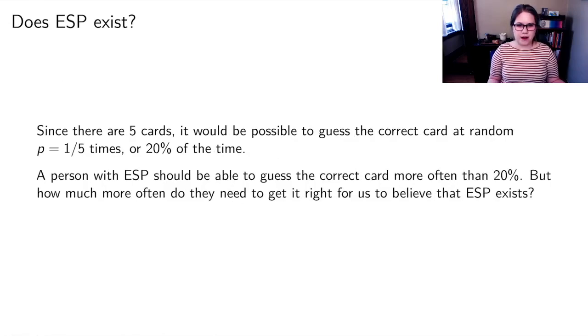Because there are 5 cards, we could go back to our knowledge of probability and say, if you were just guessing at random, you'd probably get the card right 1 out of 5 times. That's 20% of the time. Just at random, you might say you're looking at the circle, and you'd be right. But if someone really had ESP, they should be able to guess the correct card more than 20% of the time. And the question is, how much more often would they need to get it right for us to believe that ESP exists?